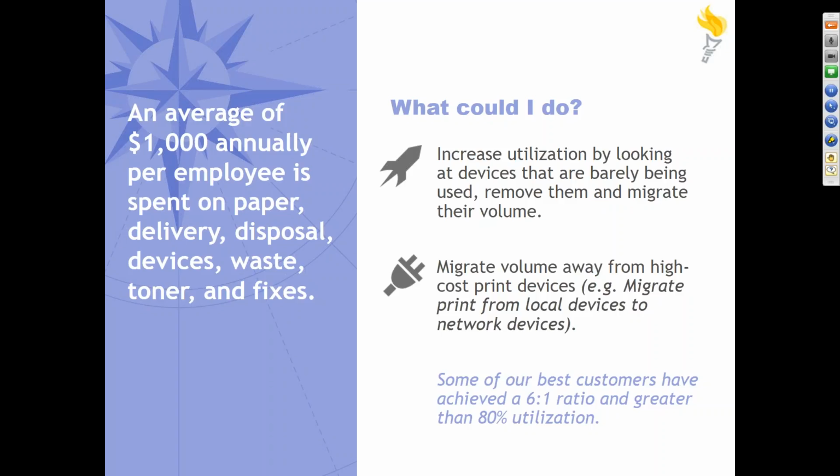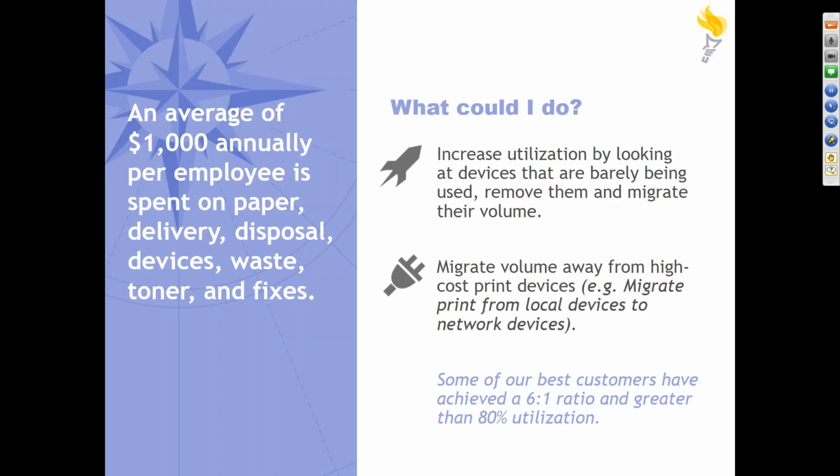So after 6 months or so, and you've been able to knock out 20% of volume and reduce your costs just by letting people know about their print behavior, really the next step is to improve the efficiency of the infrastructure supporting those users. And our best-in-class customers typically are at a 6-to-1 ratio, so one print device for every 6 people, and those devices are operating at 80% utilization. And there's a relationship between utilization and user-to-device ratio.